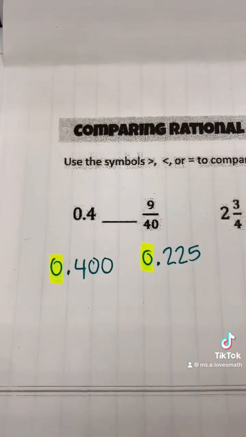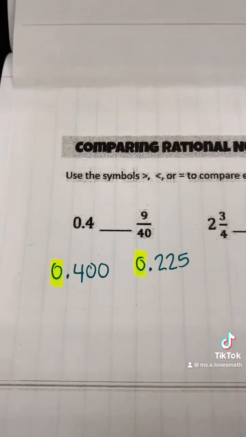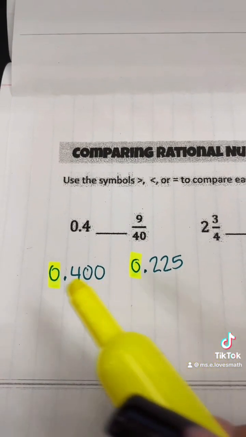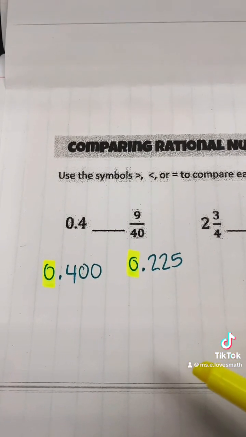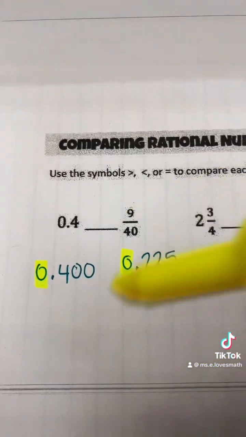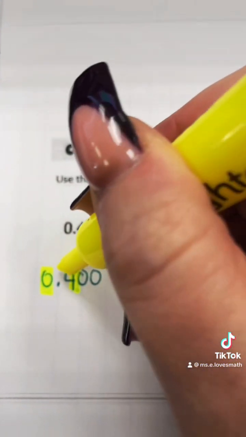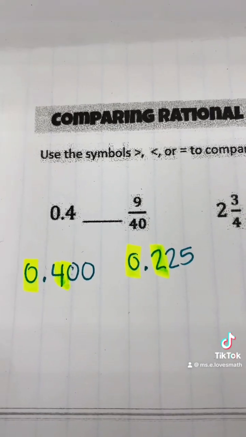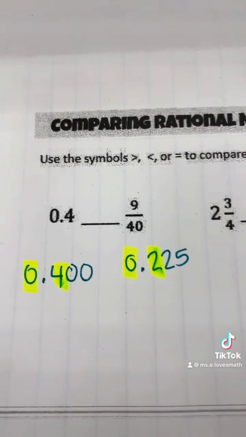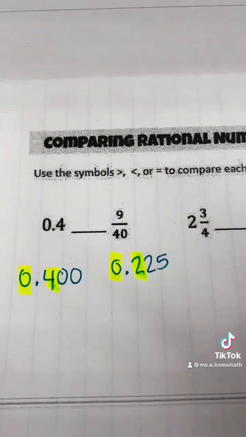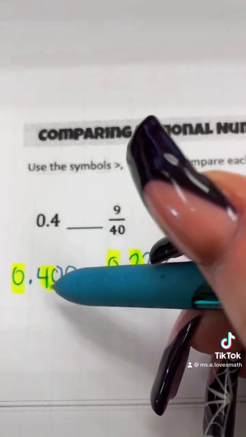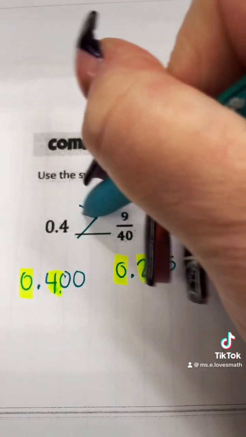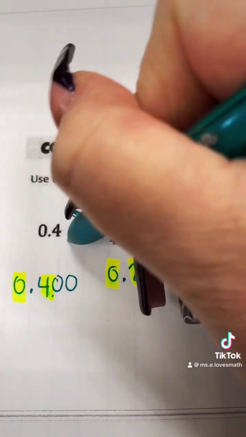Using the same method as before, I'm going to look at the number in the ones place. Here we have a 0 and a 0. We cannot use this to compare as 0 is the same number, so we can't tell which one is bigger or smaller. So we're going to move over to the tenths place. In the tenths place, we have a 4 and a 2. Since our numbers are both positive, we look for the bigger number. Our bigger number is 4, making this our larger number.